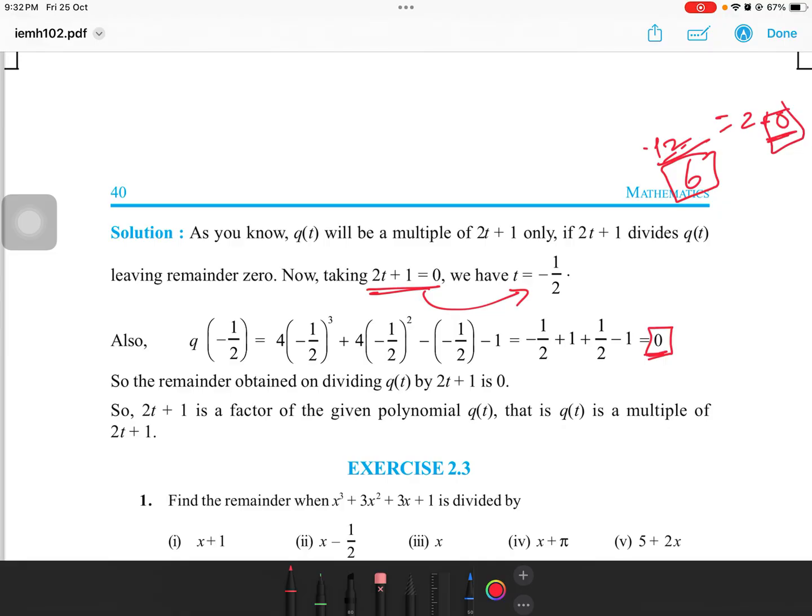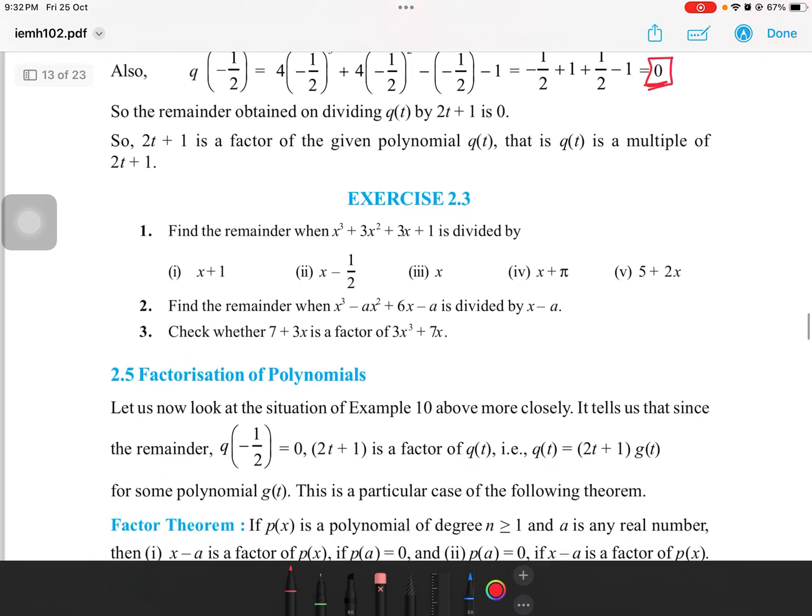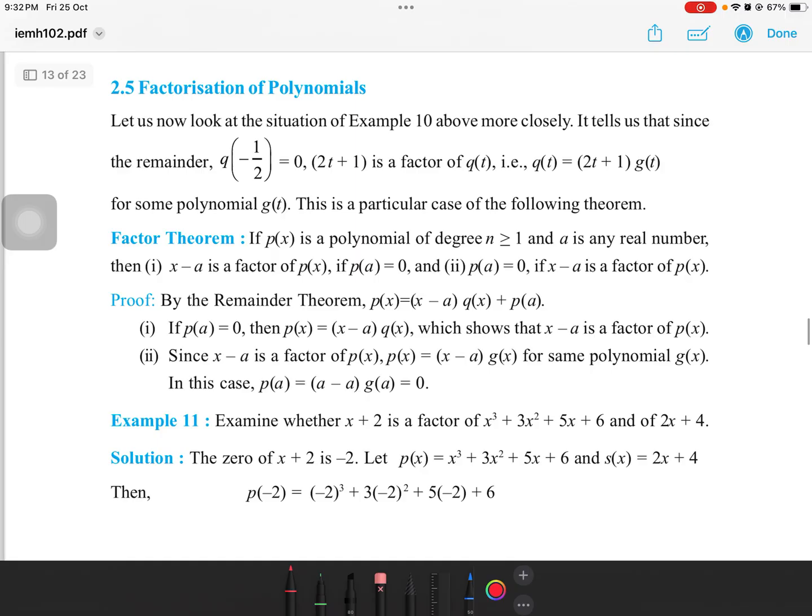And if you get the remainder 0 in the remainder theorem, that is called the factor theorem. That's all there is to factor theorem. If the remainder is 0, you can be assured that your dividend and divisor are multiples and factors of each other respectively. Okay, that's it. So now if you intently look at this, you're gonna get a 0.